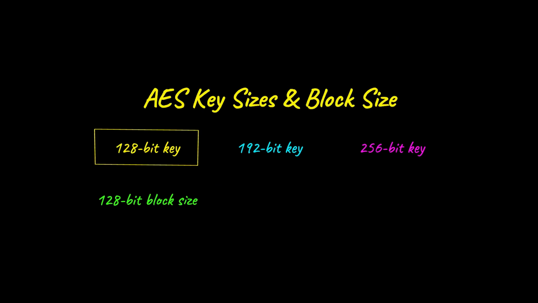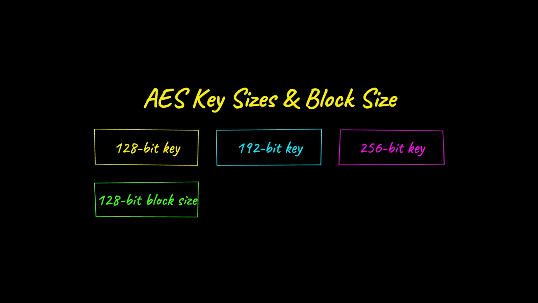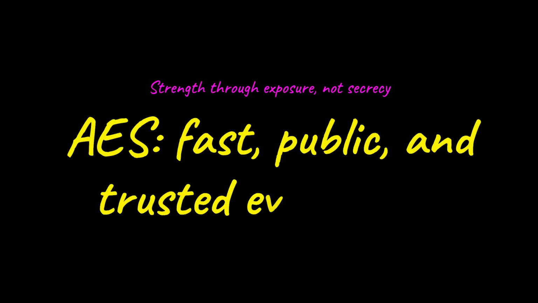AES supports key sizes of 128, 192, and 256 bits, each far too vast to brute force, with a fixed block size of 128 bits. This gives comfortable security margins while staying fast enough for everything from servers to small devices. AES powers secure web sessions, full disk encryption, and messaging apps as the quiet workhorse of digital security. Its open selection process proves the field's core lesson. Real strength comes from surviving public scrutiny, not from hiding the design.